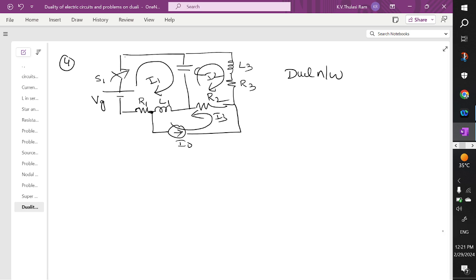So how to draw the dual? It's very simple. Try to redraw the network as it is, and replace these loop currents with a node. Just redraw it.